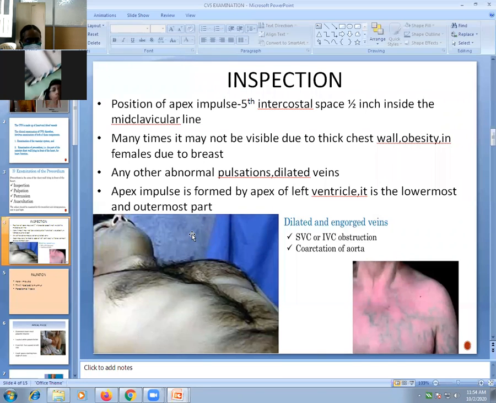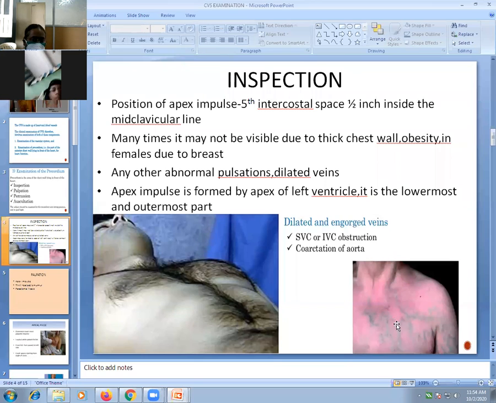So see the mid-clavicular line, if you draw here, then you have to count the intercostal spaces. Now how to count the intercostal spaces? First you have to palpate the sternal angle. This is the sternal angle. Sternal angle is nothing but the joint of manubrium and sternum. Below the sternal angle there lies the second intercostal space. So first you palpate sternal angle, below that there is second intercostal space.